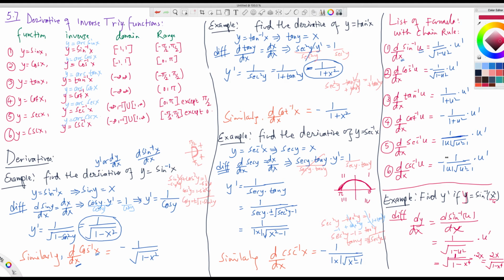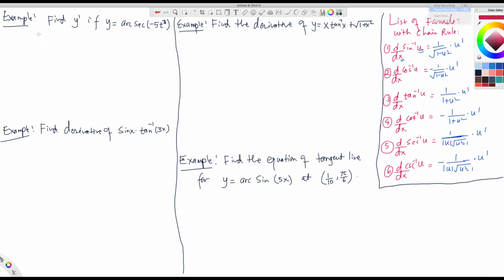Okay. So we will see some more examples here. Okay, guys. So let us see this example: find y prime where y is arc secant 5t cubed. Okay, we will assume that as u. So basically what is given is y equals secant inverse, that is arc, and then u, right? You see that? So let's find the derivative. If you find the derivative, then you will get dy over dx equals d secant inverse u over dx.